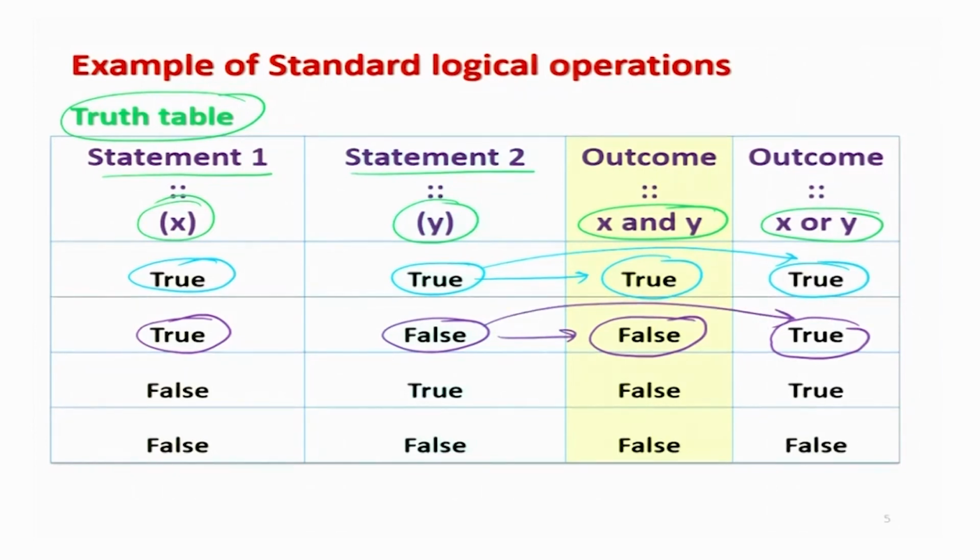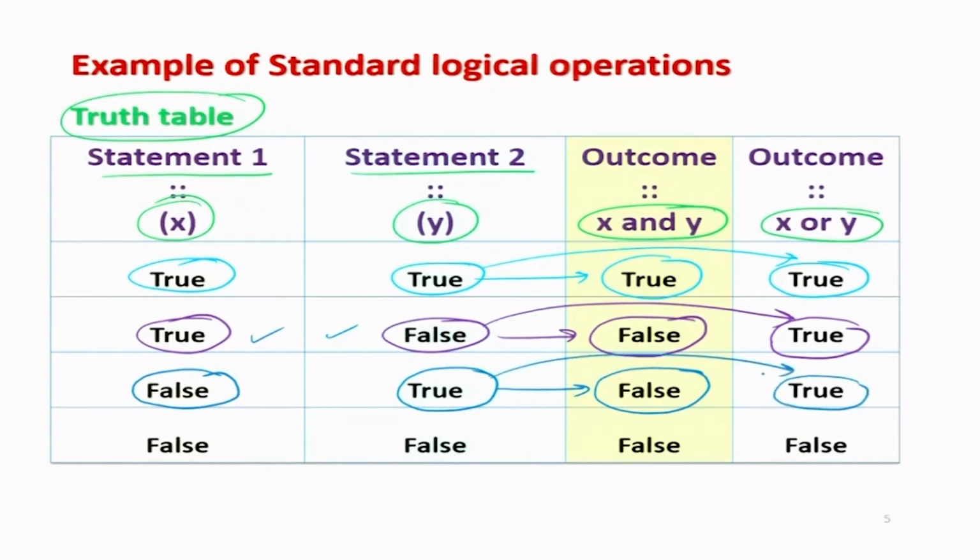Similarly, if you consider one more operation in which statement 1 has an outcome which is false, and statement 2 has an outcome which is true. So this is just like the earlier case. In that case, if we are interested in the outcome x and y, then this is going to be false, and if we are interested in x or y, then the outcome is going to be true.